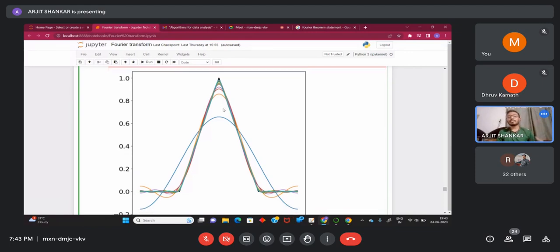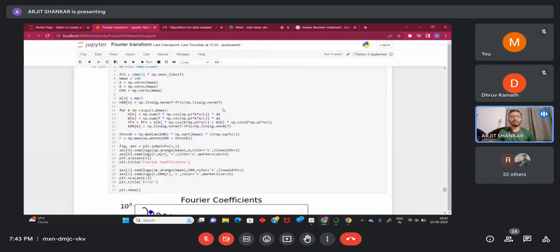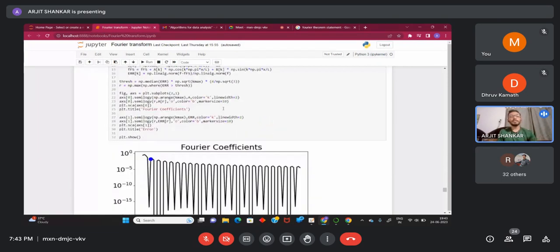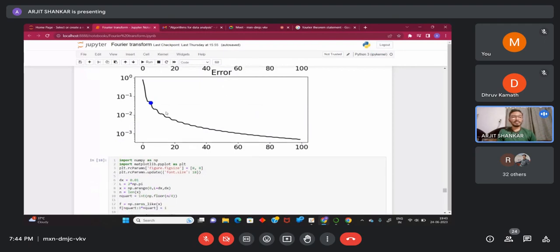Now, how good are the approximations? For that also there is another code. I'm not going to explain it because this code will not be useful later on, but it's just to help you visualize. So this x-axis is showing you the error.